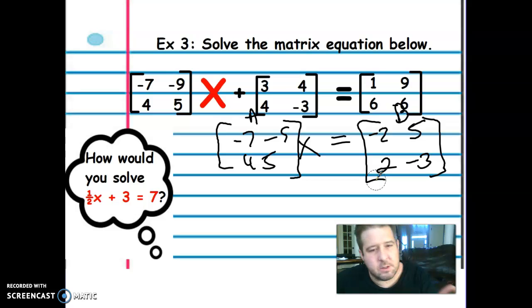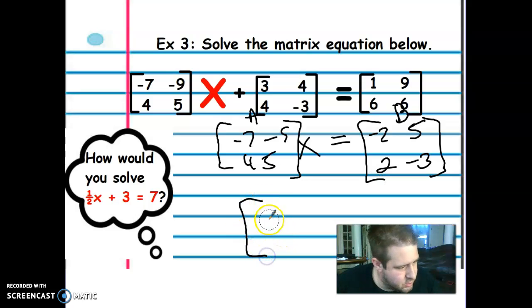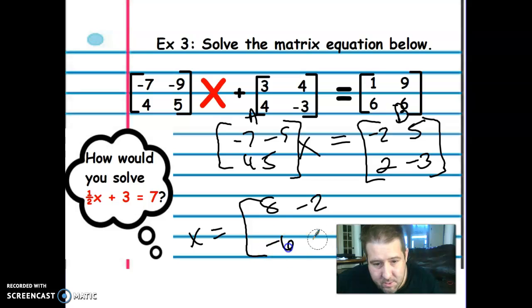And then press enter, and it should give you the same numbers that I just got, and that is our solution. So x is 8, -2, -6, and 1. So this matrix times this and then added to this should equal this matrix. Okay, and I'm actually going to stop it right there and do system of equations on the next video.